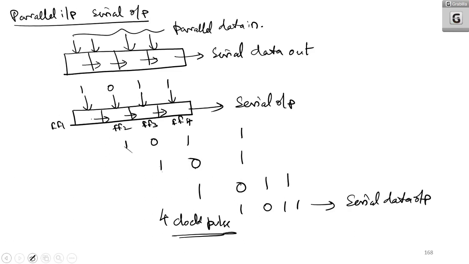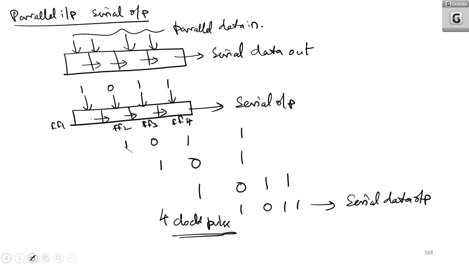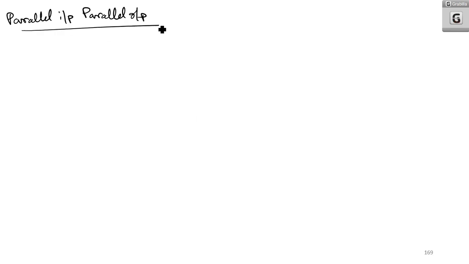Now coming to the last type. Last type is parallel input, parallel output. Next one is parallel input, parallel output shift register. That is PIPO, parallel input, parallel output shift register.